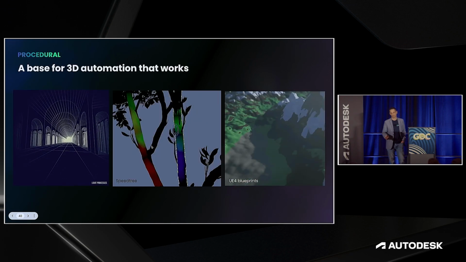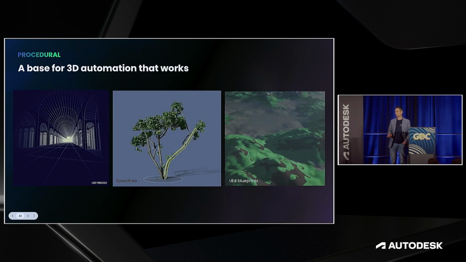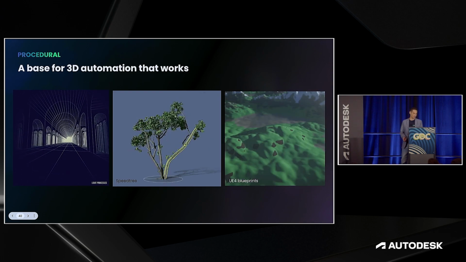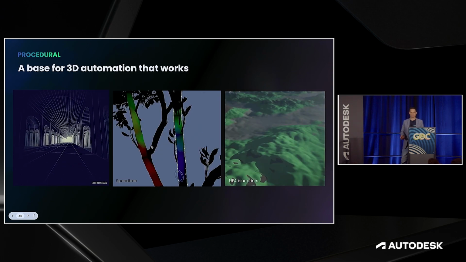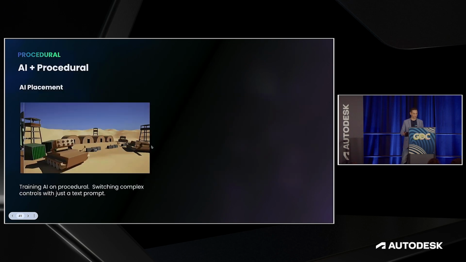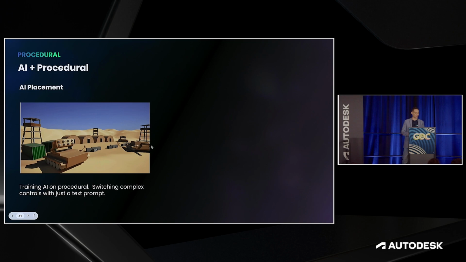So procedural is an automation system that most likely is used in the studios that you work in. It's widely used in things like vegetation, in things like environment creation. And that's what we do. We do AI and procedural together by training AI on procedural, so that instead of having the complex controls that you have in procedural systems, you just have simple controls like a text prompt.